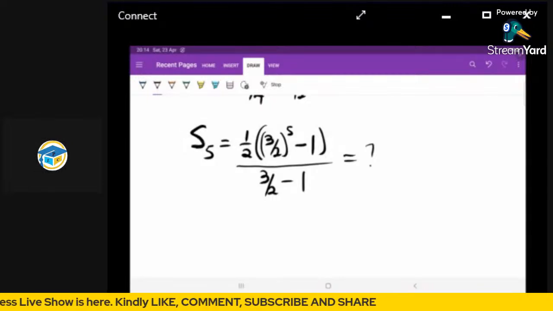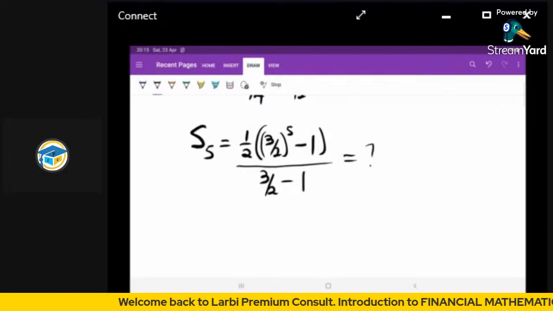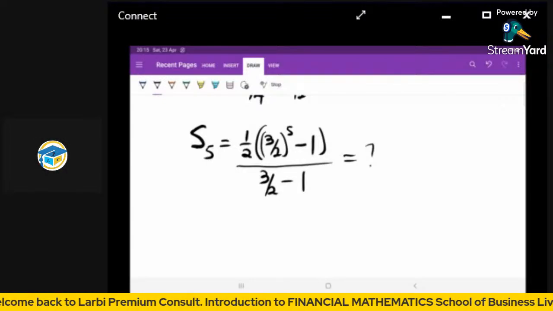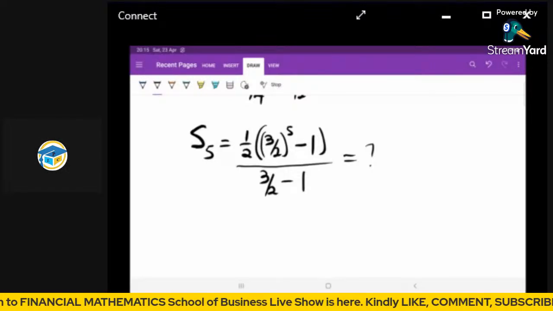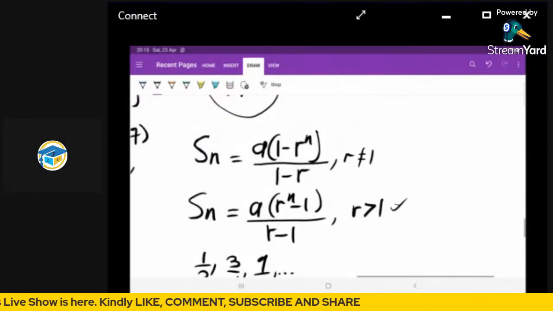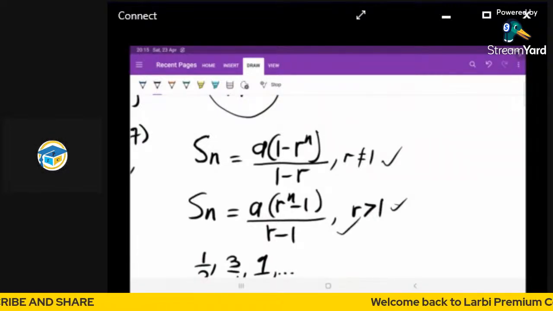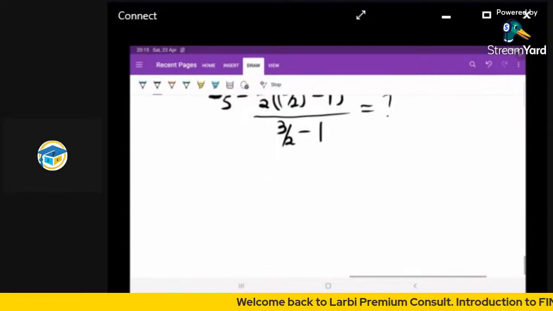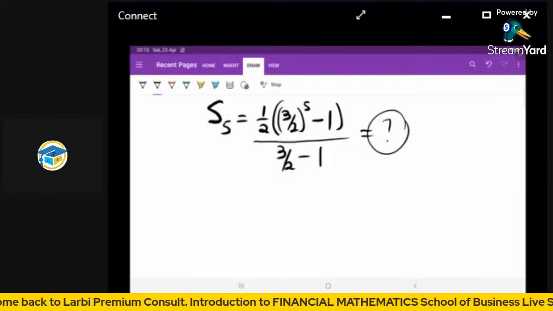So what do you get when you use your calculator? 1/2 into bracket 3/2 to the power of 5 minus 1, all over 3/2 minus 1. Let me see in the comment section, and I'll respond to it. So that is the issue when it comes to the sum of a geometric progression. If r is less than 1, then you apply the first formula. But if r is greater than 1, you apply the second formula, and then you are good to go. So let's take note of that. Provide an answer for me in the comment section.